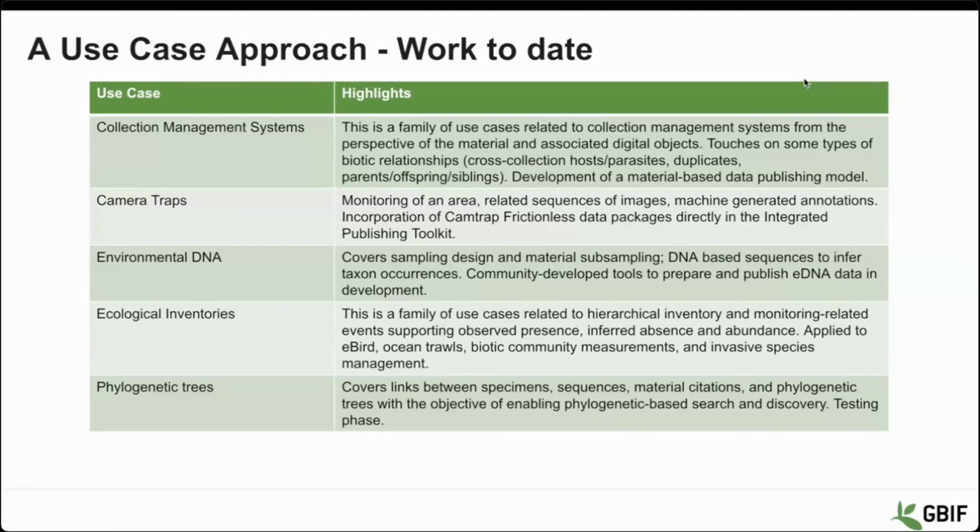The ecological inventories family of use cases have been developed in close collaboration with the Humboldt Extension for Ecological Inventories task group of TADWIG. Also using the hierarchical event structure, this work entails the declaration of taxonomic and organismal scopes against which absences of detection can be inferred and abundances can be estimated. The phylogenetic trees use case covers links between specimens, sequences, material citations, and phylogenetic trees with the objective of enabling phylogenetic-based search and discovery. This is in a preliminary testing phase.